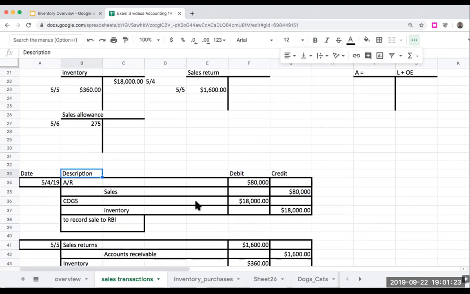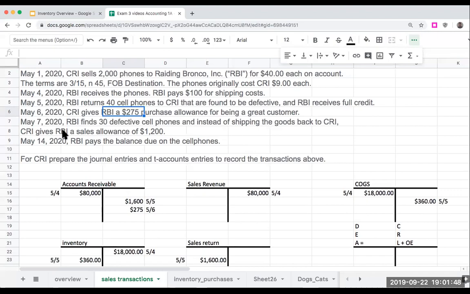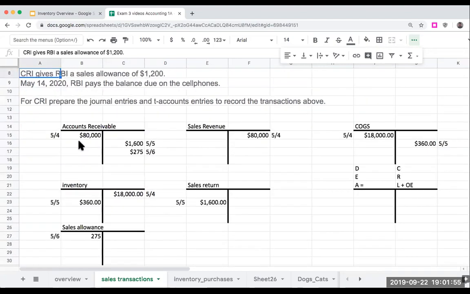Okay, let's check this out. RBI finds defective cell phones, and instead, CRI gives RBI a sales allowance. There we go. I had to correct myself. I'm saying I make mistakes, and I do. So I'm giving RBI a sales allowance of $1,200. Now, with the previous one, I can just give them the $275 if I feel like it. This one is a little bit different. Here I'm saying, look, keep the phones, and I'll just give you a sales allowance of $1,200.